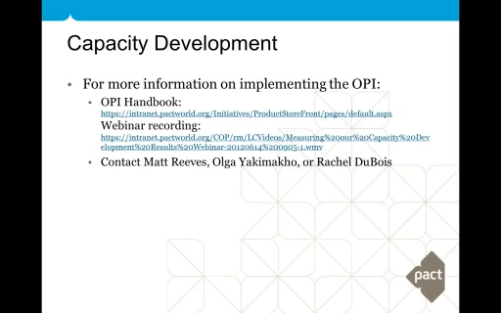Also, feel free to contact Matt, Olga, or Rachel about any issues with implementing the OPI that you're having, or other questions about how to report on whether or not organizations have improved. They're happy to give you either written guidance or to arrange a phone call with you.